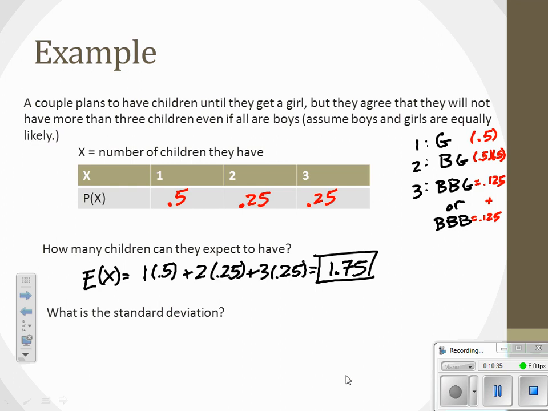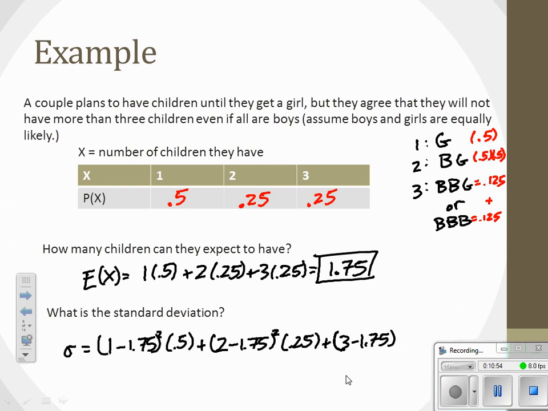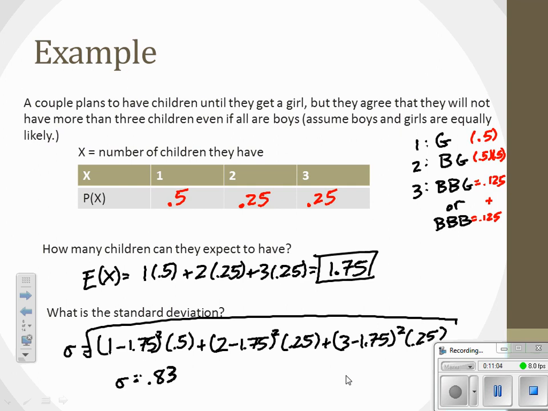The standard deviation, again, so we're going to take 1 minus 1.75, square that times 0.5, plus 2 minus 1.75, square that value times 0.25, plus 3 minus 1.75 squared times 0.25. And then remember, we're looking for standard deviation, so take the square root of that whole thing, and that's going to be 0.83.